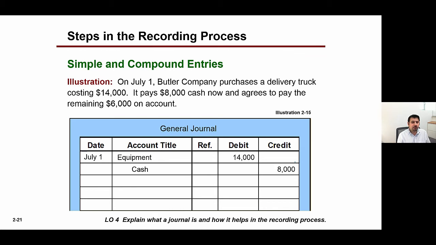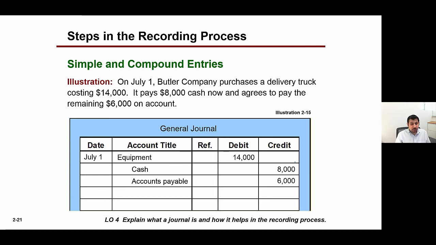Now, what about the 6,000? It's on account, and when we have a purchase on account, this is accounts payable. Accounts payable is a liability, and it has increased by 6,000. And when liabilities increase, we credit the account. So we credited the liability account, accounts payable, for 6,000.